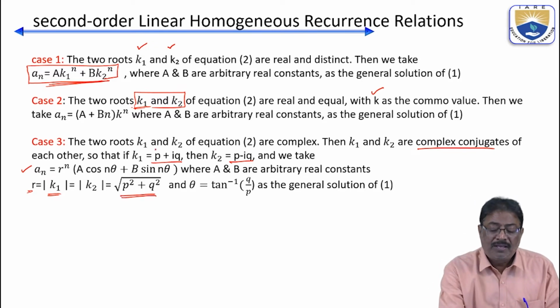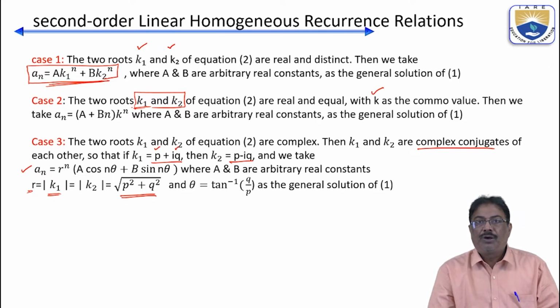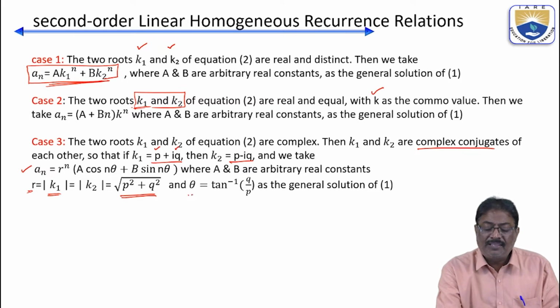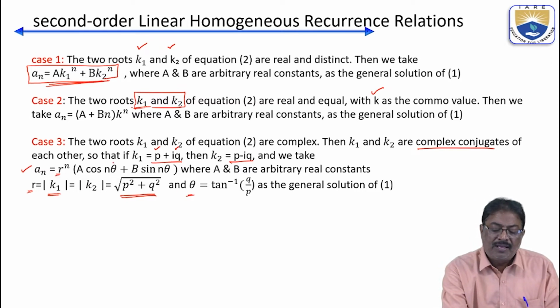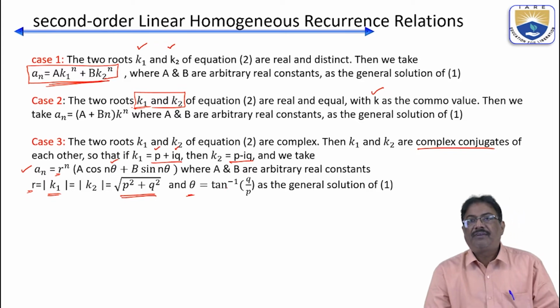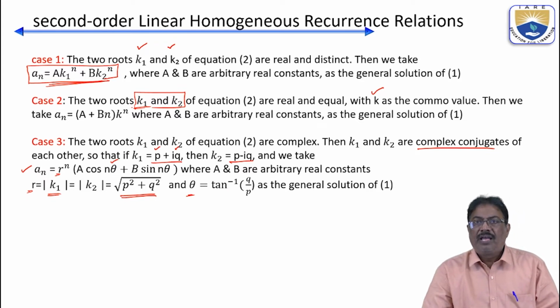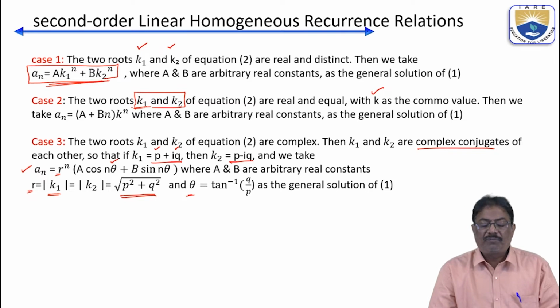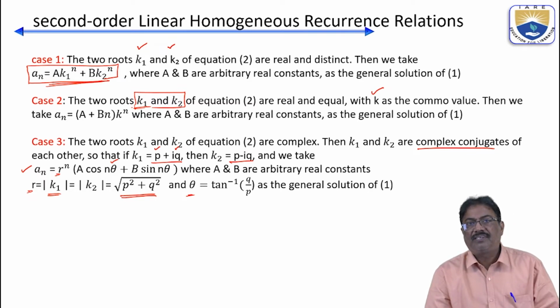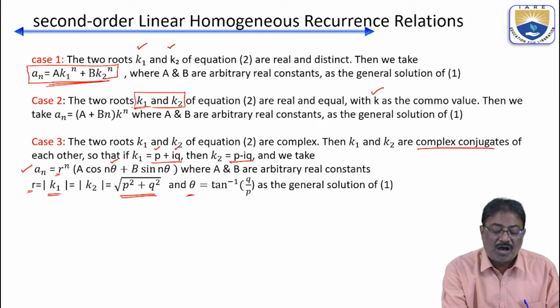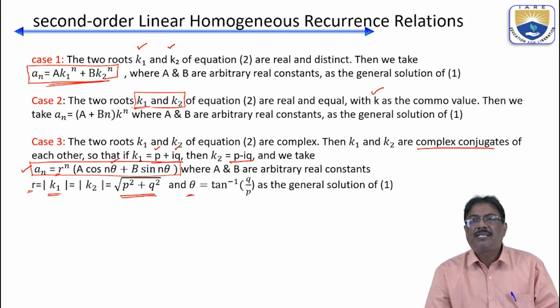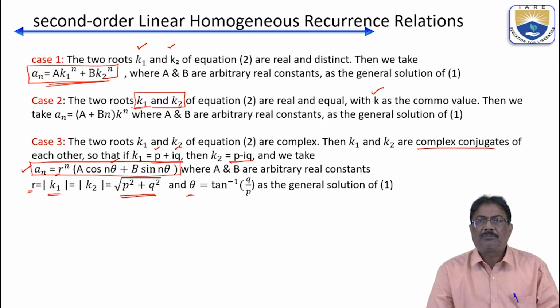p is the real part and q is the imaginary part of the root. Here theta is equal to tan inverse of q by p, that is, tan inverse of the imaginary part by the real part. So from this we can calculate r and theta. Then if we substitute r and theta in this expression, we get the solution. This is the general solution to the recurrence relation.